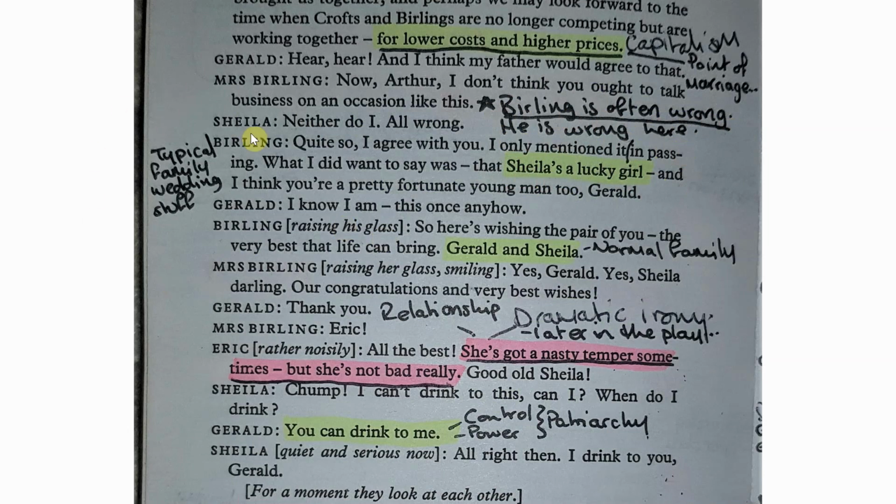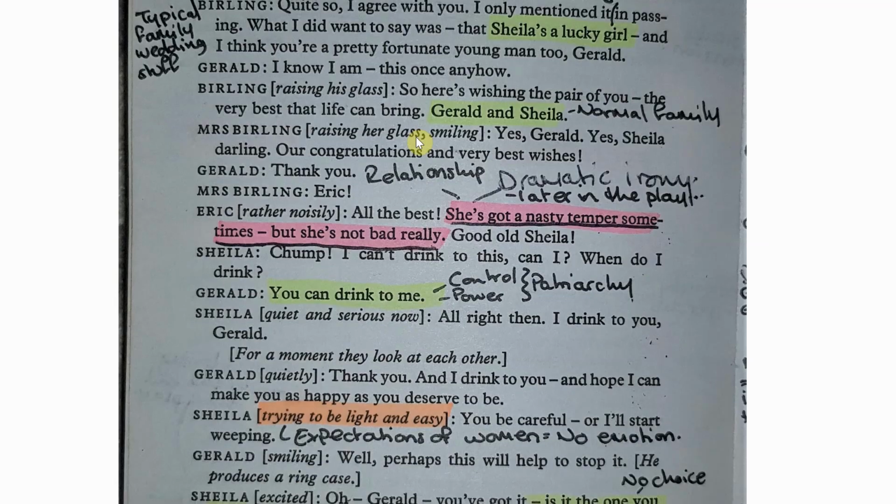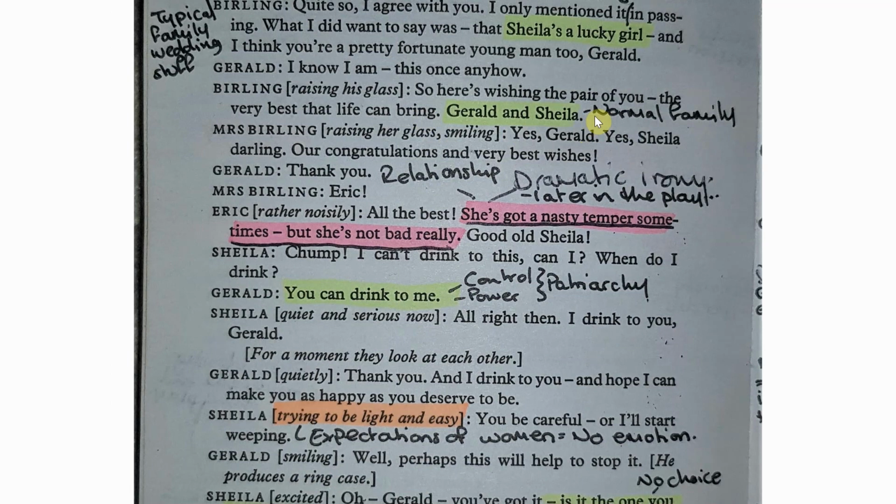We then have lots of typical family wedding stuff. The toast to Gerald and Sheila, showing that Birling's family is a normal family, and this is a very normal family thing to do.